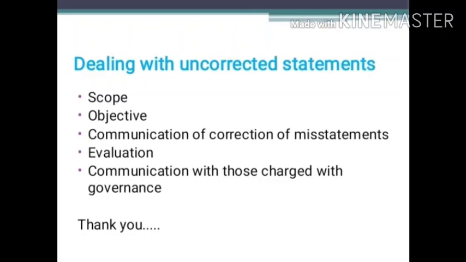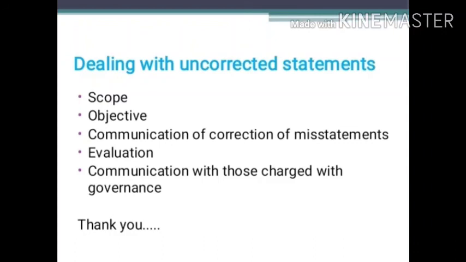Secondly, the auditor shall also communicate with those charged with governance the effect of uncorrected misstatements related to prior periods on the relevant classes of transactions, account balances or disclosures and the financial statements as a whole. So the auditor will be requesting the management to correct those uncorrected misstatements, and he is also communicating about the period of the uncorrected misstatements, because the previous year's uncorrected misstatements will have their effect on the current year's books of accounts.